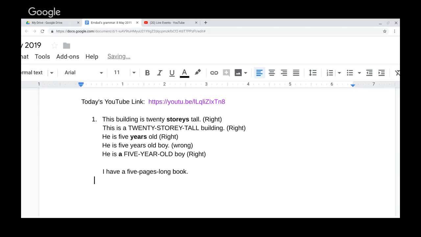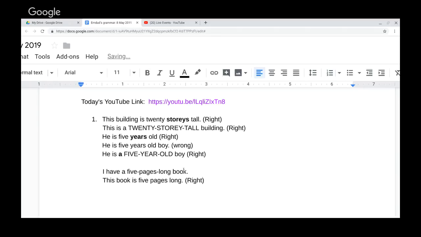If I say something like this, this book is 5 pages long. How about this sentence? The sentence finishes with long, and long is an adjective. When the sentence finishes with an adjective, the word immediately before it will be a plural noun. So this sentence is right.